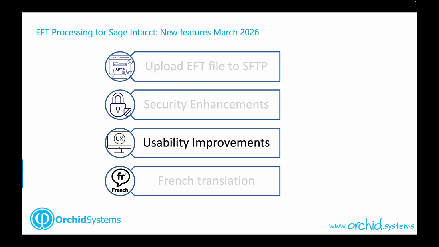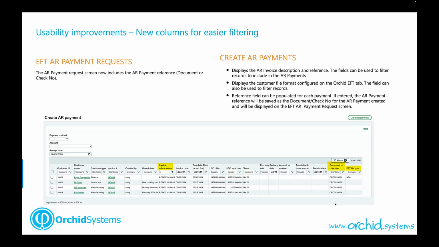In March 2026, we introduced some usability improvements to Orchid's EFT processing for Sage Intacct. You can use Orchid's EFT processing to create EFT files for direct debit of customer bank accounts. We've added the AR payment reference, so the document number or the check number, to the EFT AR payment request, where you select which payments you want to include in your direct debit file.